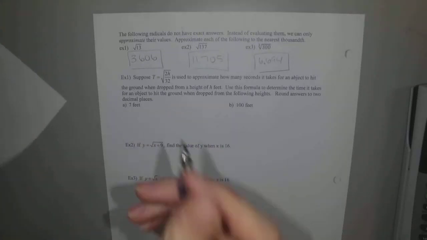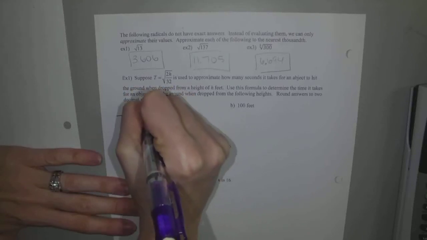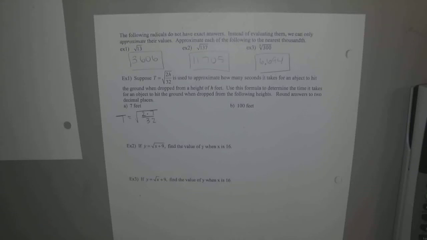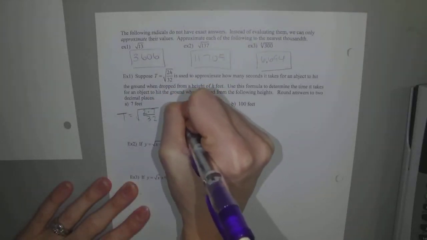So if our h is 7, we're going to have t equals the square root of 2 times 7 over 32. And so I kind of just work inside. If you want to do it all at once in your calculator, you can. But I just do the multiplication first. What's 2 times 7? 14. So we want the square root of 14 over 32.